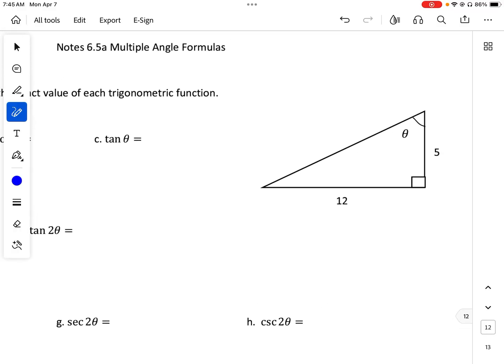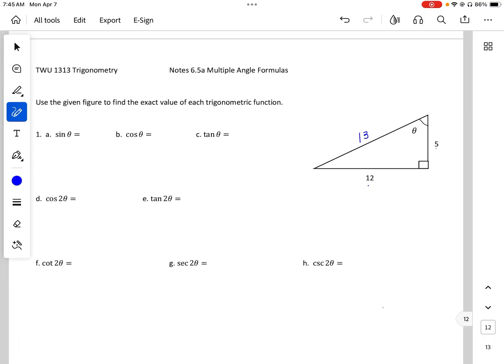So let's start out with just a regular triangle, which has theta up top instead of where we normally see it, which is down below, but we can still do the same thing here. If we use Pythagorean theorem, with 5 and 12, then the hypotenuse is 13. That's one of those Pythagorean triples. So if we have theta there, sine is 12 over 13, cosine is 5 over 13, and tan is 12 over 5.